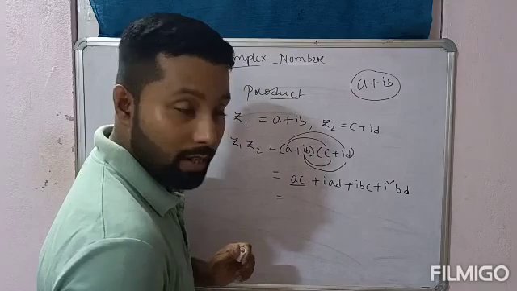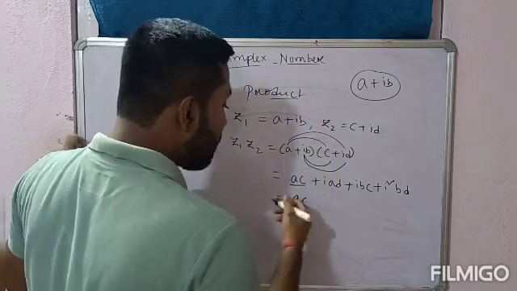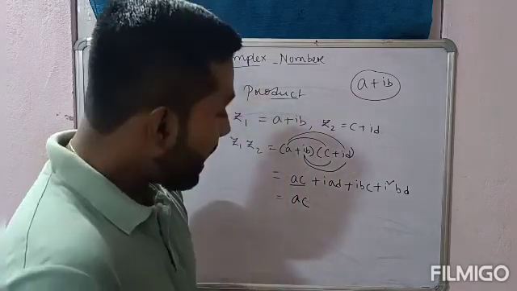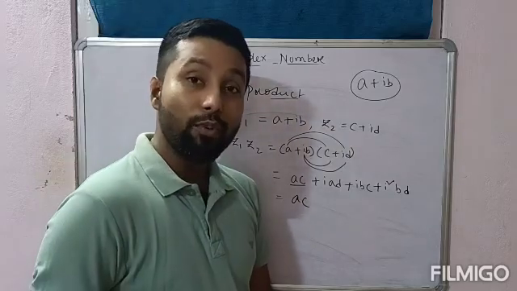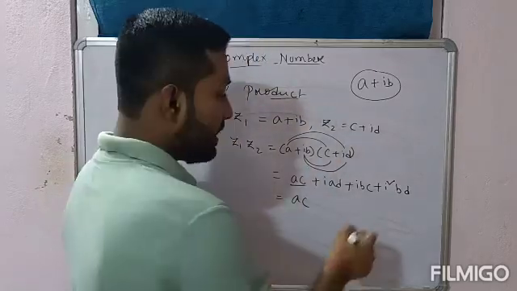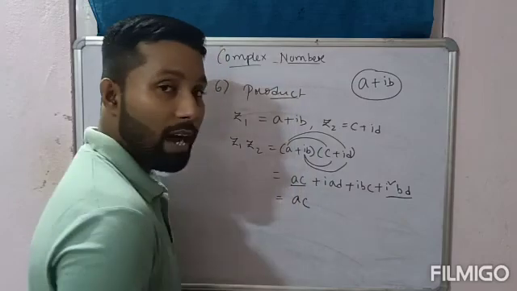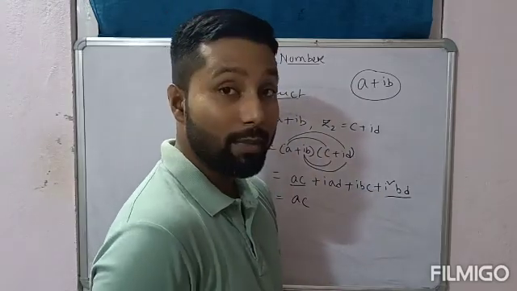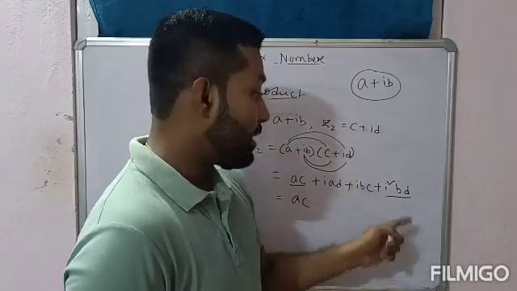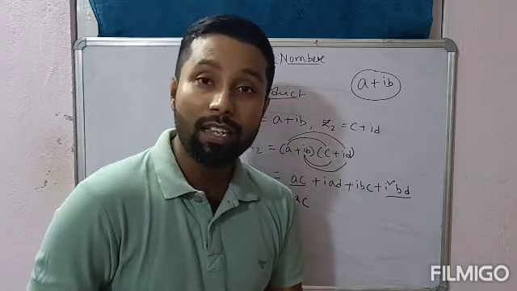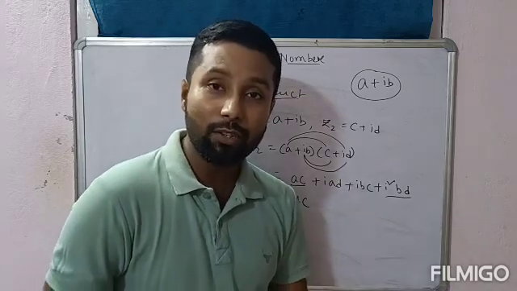Identify the real term. ac is a real term because no i is there with ac. And apart from ac, is there any term which is free from i? Yes, the last term is free from i. It looks like i is there with it, but what is the value of i square? The value of i square is minus 1. So i will be eliminated.